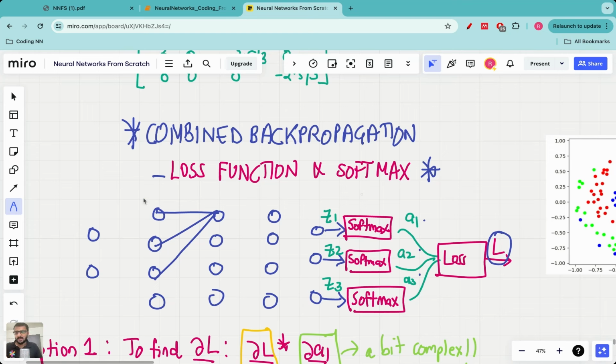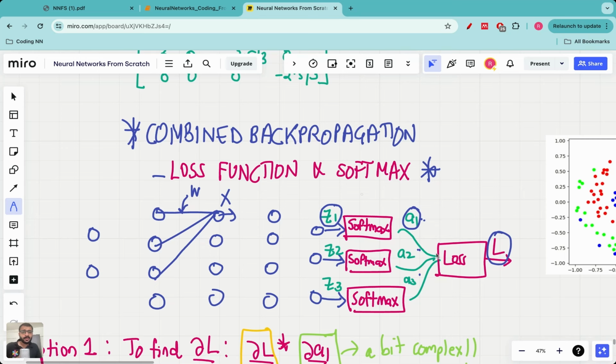If you look at any layer, we are now equipped to find the loss with respect to the weights of that layer as well as the inputs of that layer. We are equipped to find the derivative of the loss with respect to its inputs a1, a2, and a3. We also looked at how to find the backpropagation with respect to the ReLU activation class. The only thing which is now remaining is to find the derivatives of the output of the softmax function with respect to the inputs of the softmax function.